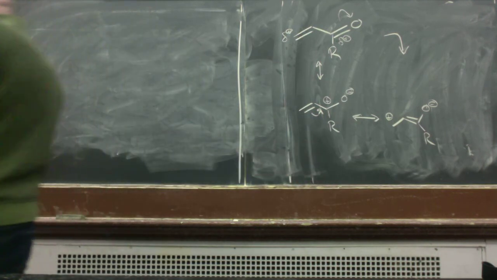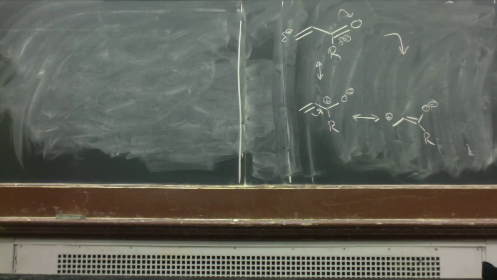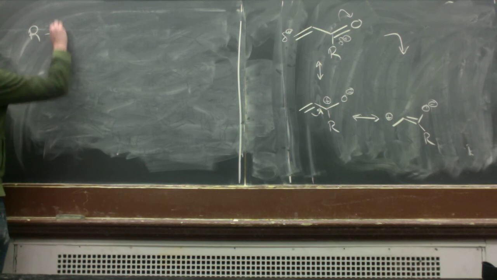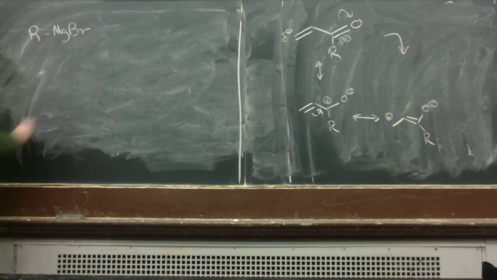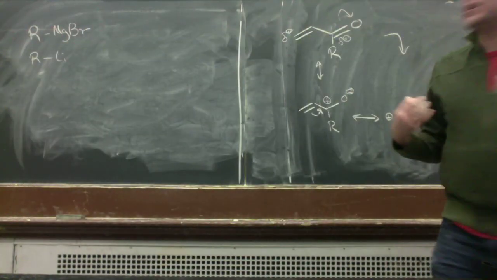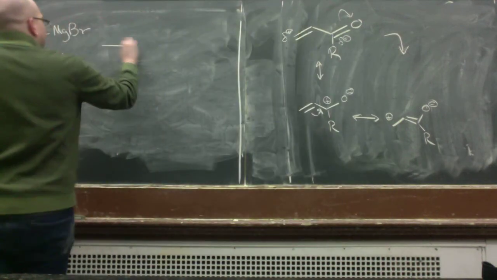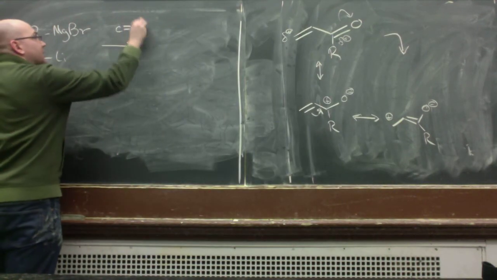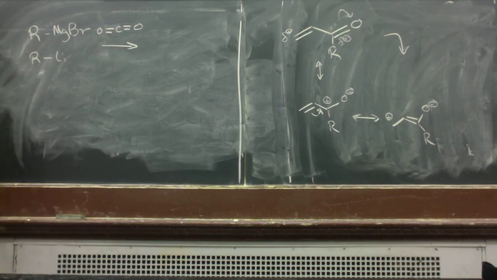So ways in which you can make carboxylic acids through carbon-carbon bond forming reactions would be very valuable. And we have a couple different ways that we can do this. One way is that if you have, say for example, an alkyl Grignard or an alkyl lithium, one of the ways that people are able to convert these into carboxylic acids is to treat them with carbon dioxide. So this is one way that we can make carboxylic acids.